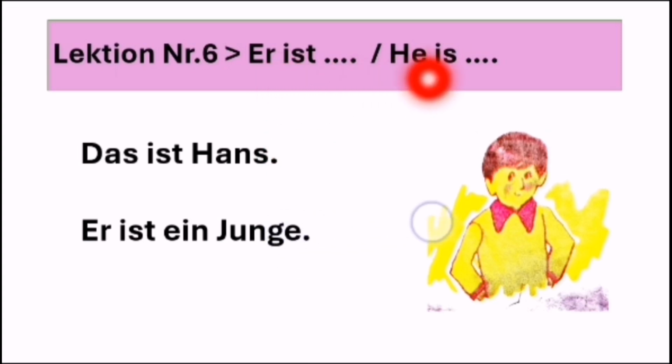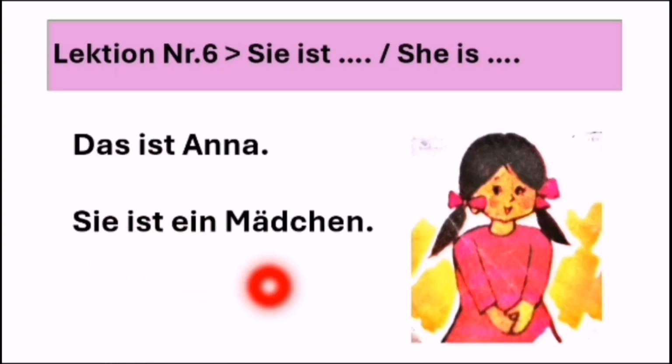Once again, er ist, he is. Das ist Hans. Er ist ein Junge. He is a boy. Okay, das ist Hans. This is Hans. Er ist ein Junge. And now she. Sie ist, she is. Das ist Anna. This is Anna. Sie ist ein Mädchen. She is a girl.